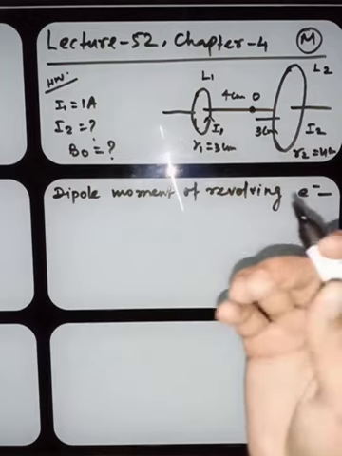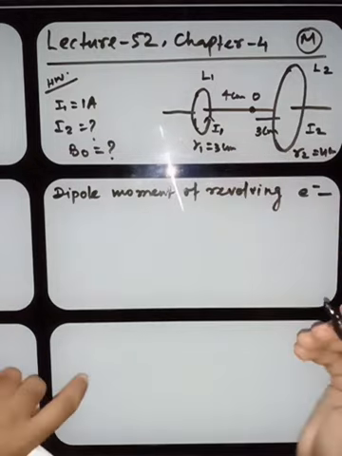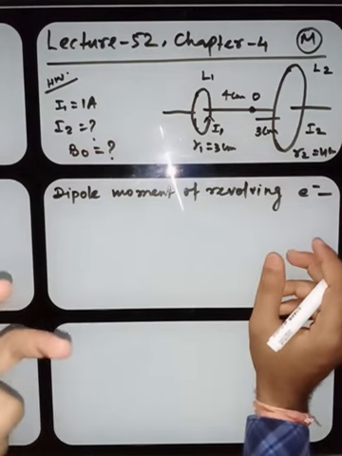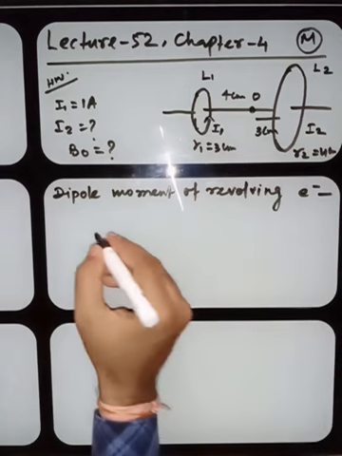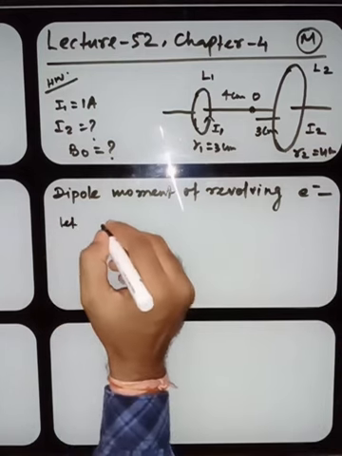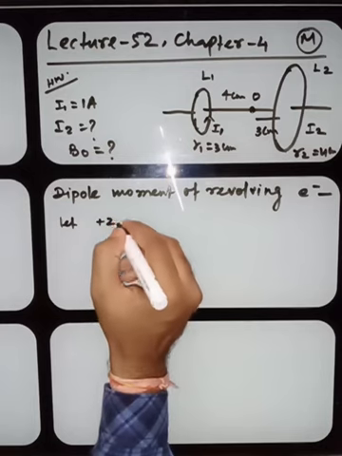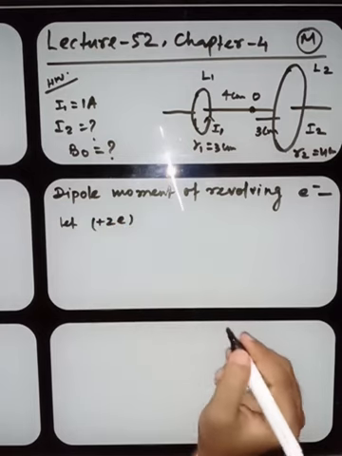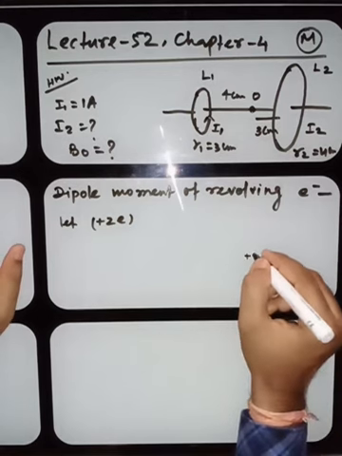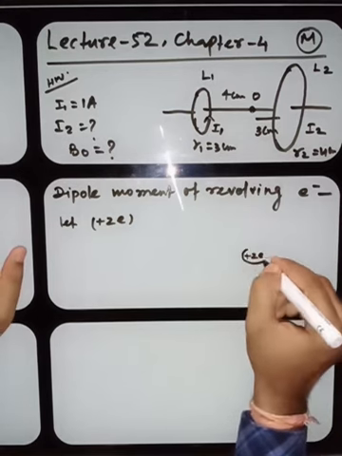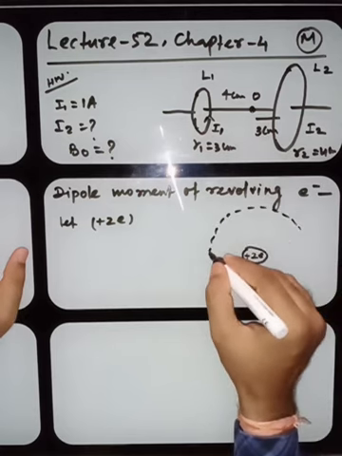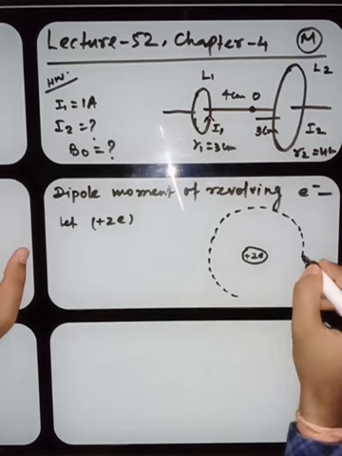Let us consider an atom with nucleus Ze. Here is the nucleus, the nucleus is plus Ze. This is the charge of the nucleus. My dear student, let me draw here plus Ze. This is the nucleus, and this is the size of the atom in which the electron is moving.